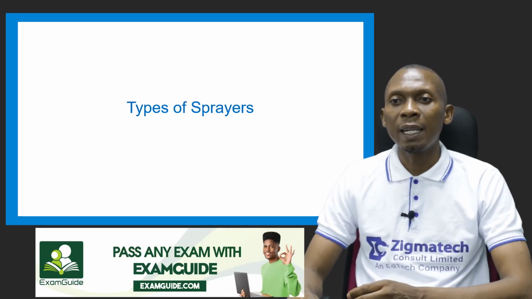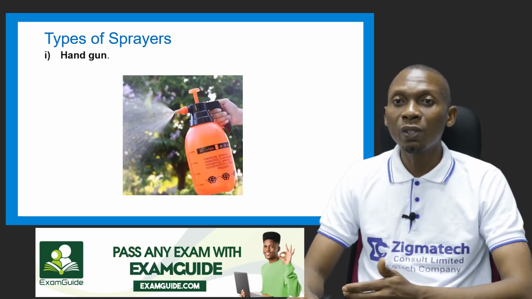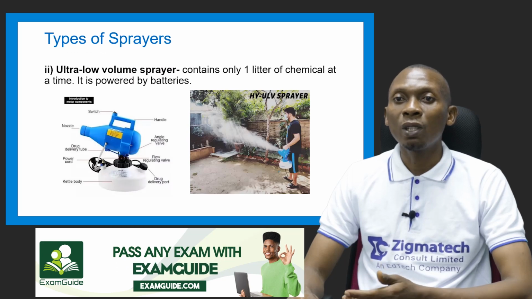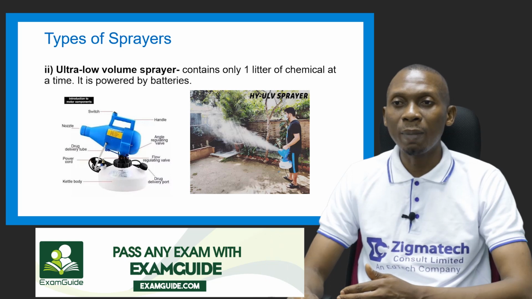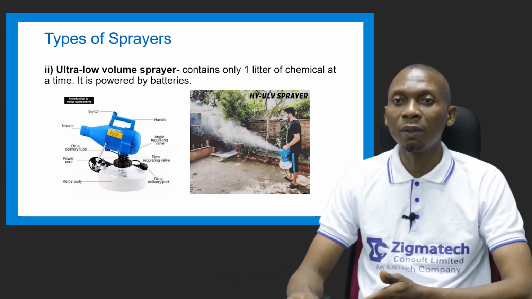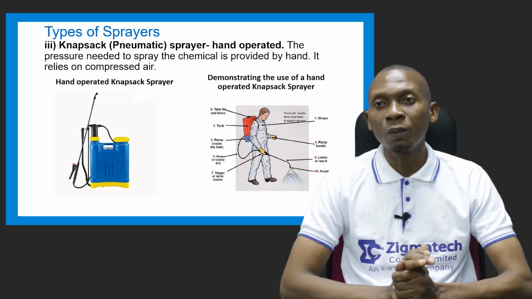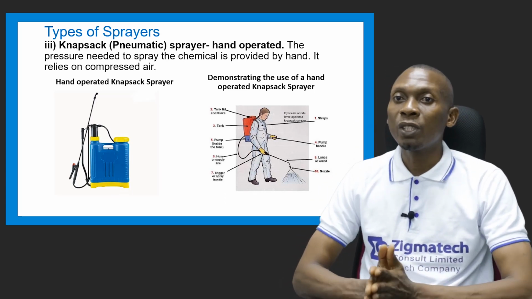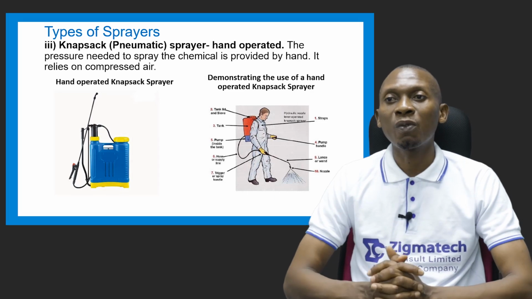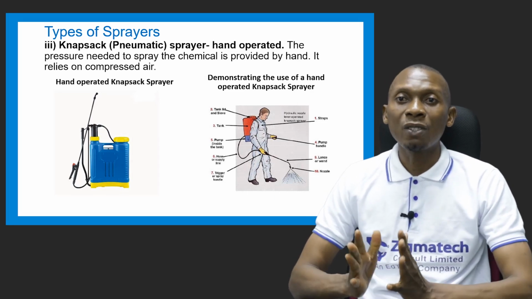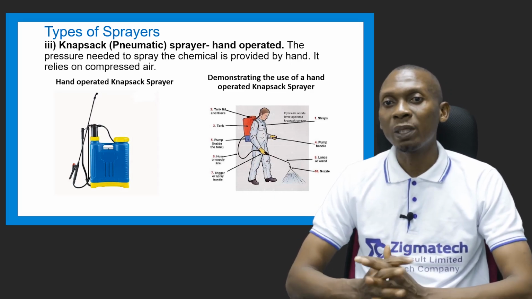So let's look at the different types of sprayers. We have the handgun sprayer. We have the ultra low volume sprayer, which contains about 1 liter of chemical at a time and is powered by batteries. You can see from the picture how it looks like. We have the knapsack, which is also called the pneumatic sprayer, which is hand operated. Now the pressure needed to spray the chemicals is provided by hand and it relies on compressed air. So we have the hand operated knapsack sprayer.